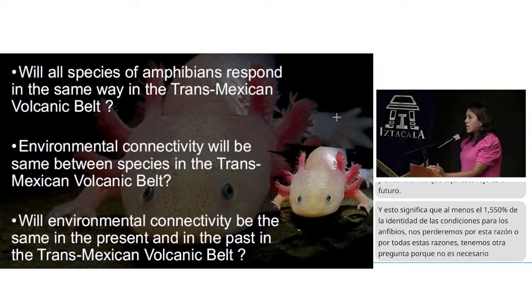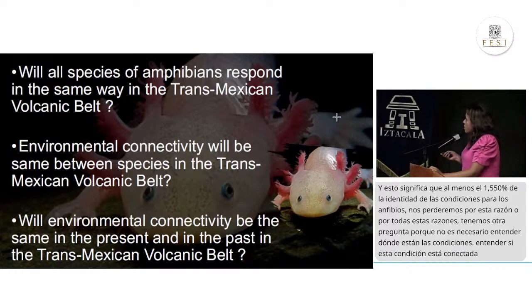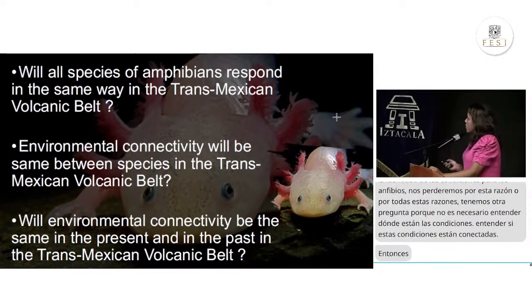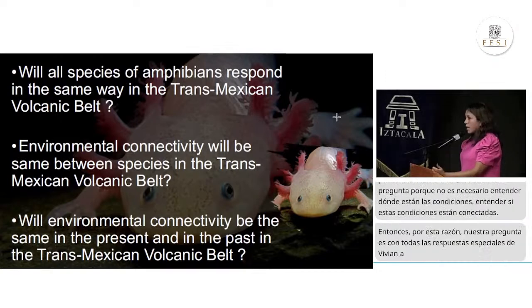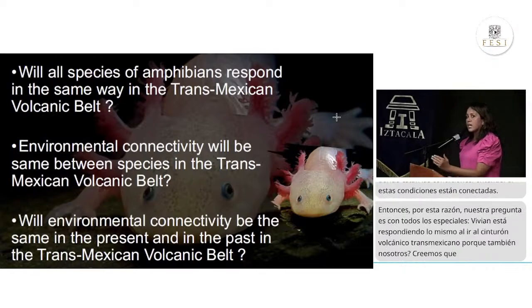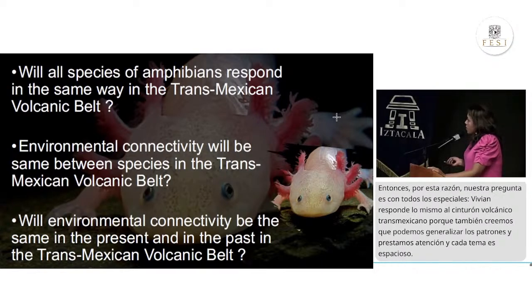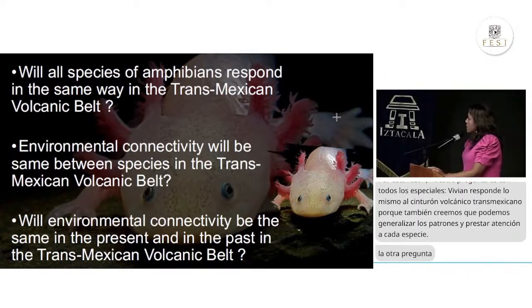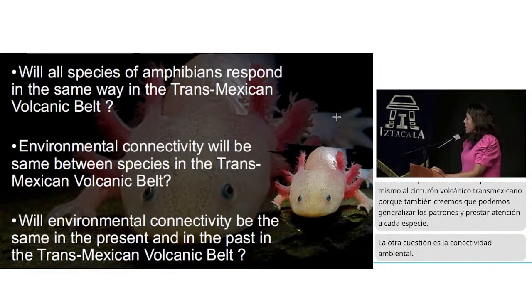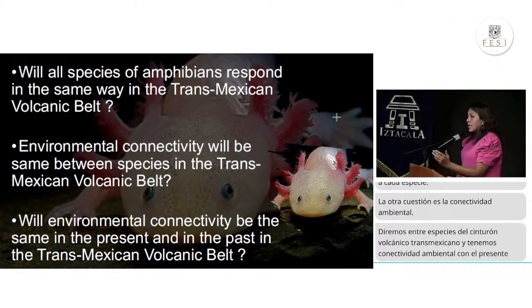For all these reasons, we have different questions, because it's not enough to understand where the conditions are. It's necessary to understand if these conditions are connected. So our question is, will all amphibian species respond in the same way in the Trans-Mexican volcanic belt? Because we also believe that we can generalize the patterns, and we should focus on each species. The other question is environmental connectivity. Will environmental connectivity between species in the Trans-Mexican volcanic belt be the same in the present and in the past?